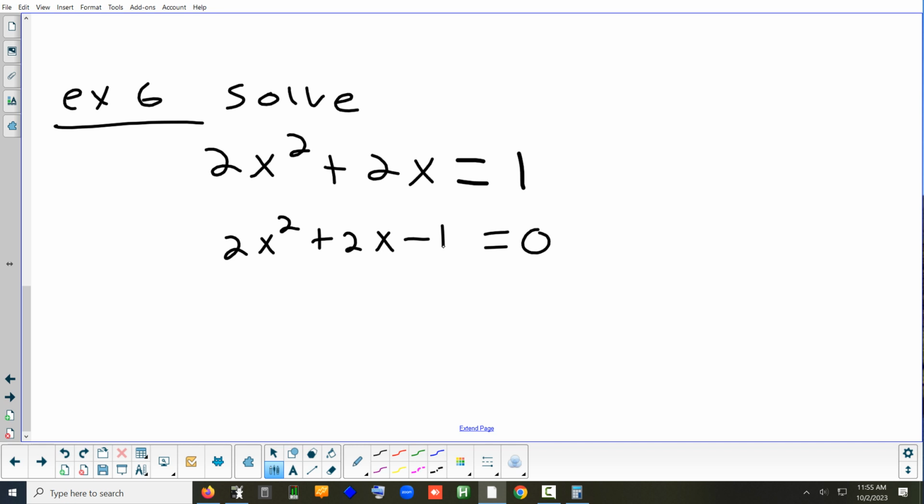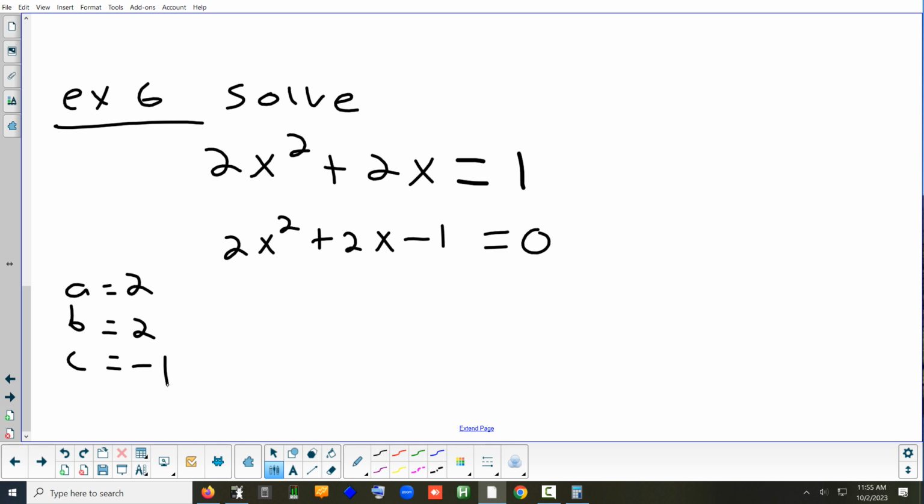Perfect. Now, what I like to do is identify on the side what A, B, and C are, so we don't make a mistake. What's A in this case? 2. B is also 2, just a coincidence. And then C is negative 1. Now, we are dealing with real numbers in this chapter. So if you get a negative under the square root, you probably did something wrong.